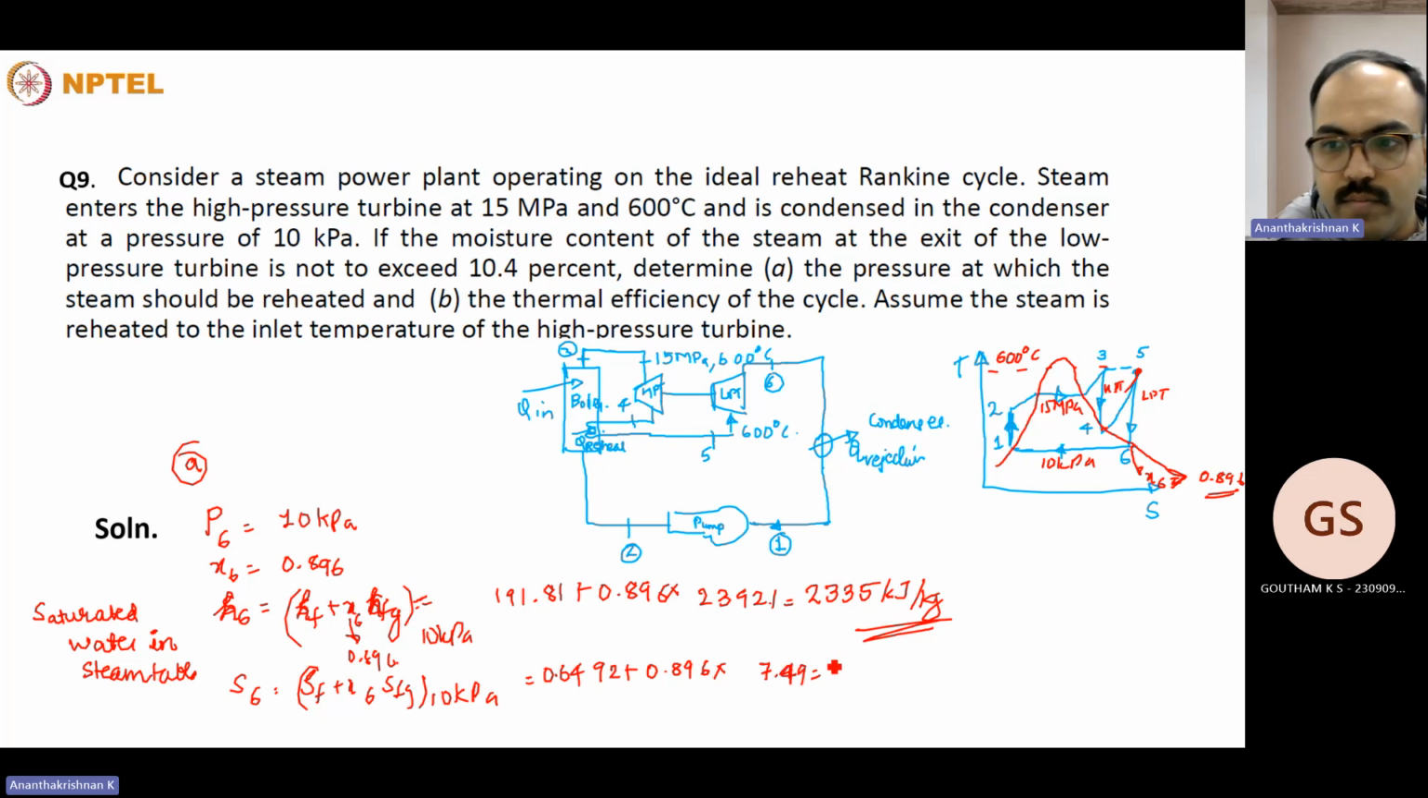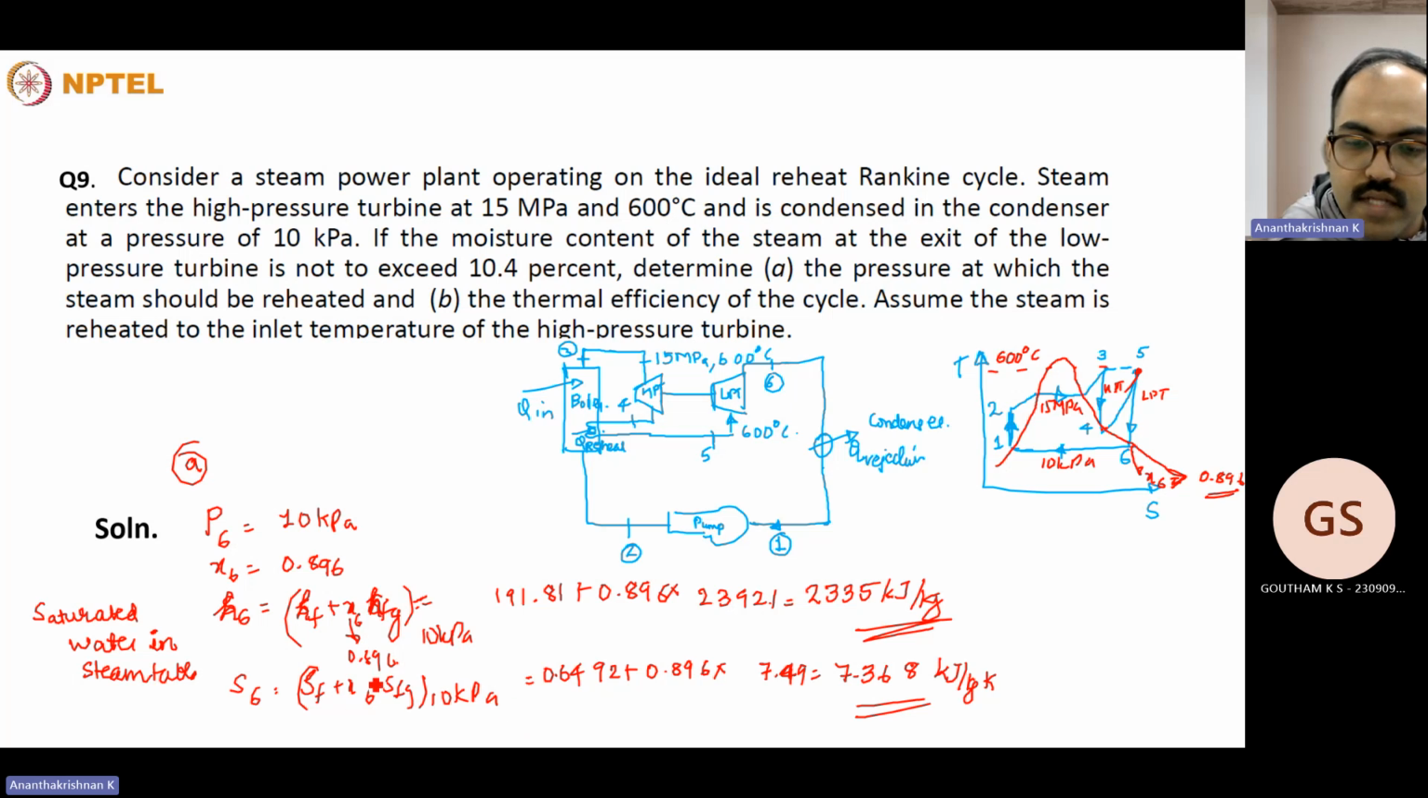Similarly, H will be, instead of S, it will be enthalpy. Sorry. So the entropy of the state point 6 will be in between these two, in between 0.6492 and 8. Sorry, 8.15. It will be in between that. So we'll get it to be 7.36 kilojoule per kilogram Kelvin. That is a unit of entropy.